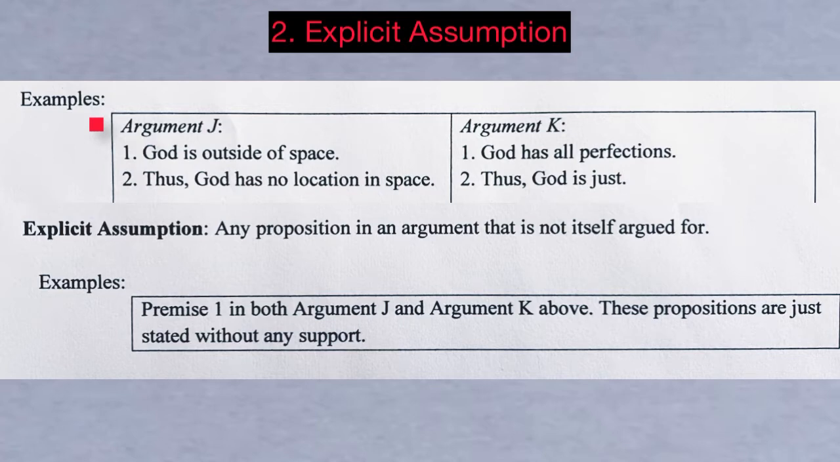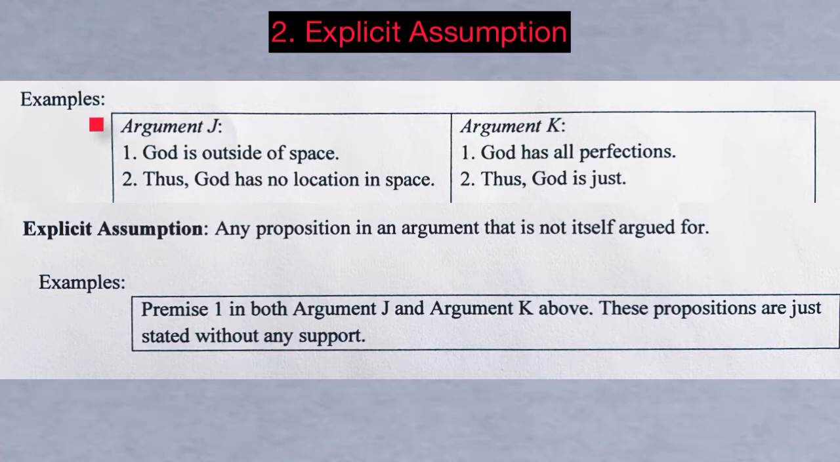The explicit assumption here is a proposition in an argument that's not itself argued for. So 2 is being argued for on the basis of 1, right? 1, God is outside of space. There is no argument being offered for that. It's just being stated, but it's being stated explicitly, and in that sense, it's an explicit assumption because it's a proposition in an argument. It's also one that's not itself being argued for.